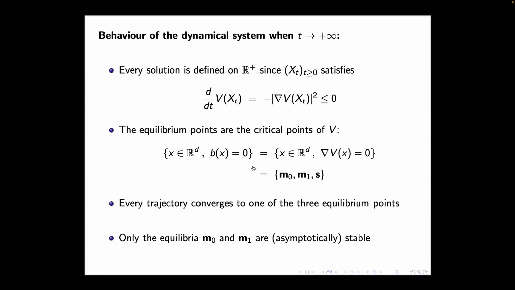And using these properties and the fact that again L is orthogonal to gradient V, it's quite easy to show that the equilibrium points for the dynamics are precisely the critical points of V. That is, the points where gradient V is zero, which are just m0, m1 and s. Moreover, again, as for gradient dynamics, every trajectory converges to one of the three equilibrium points, and only the equilibria m0 and m1 are stable, and moreover, they are asymptotically stable.